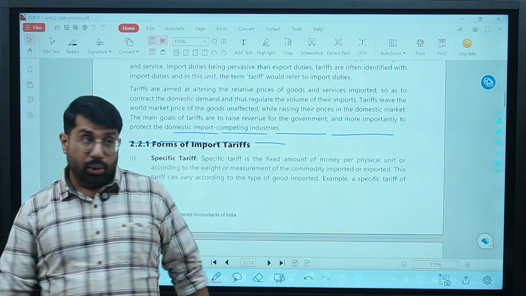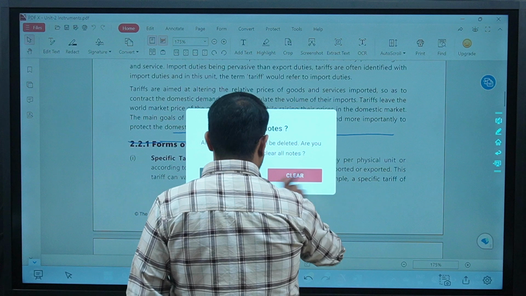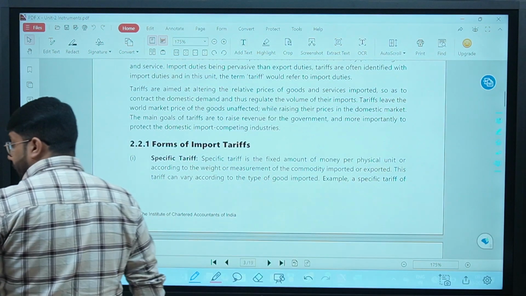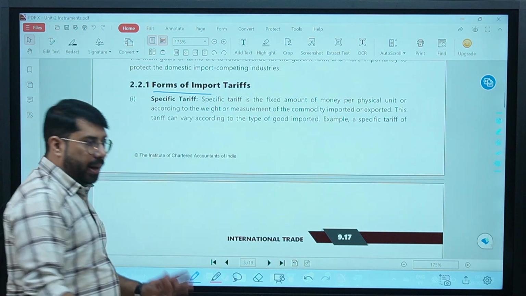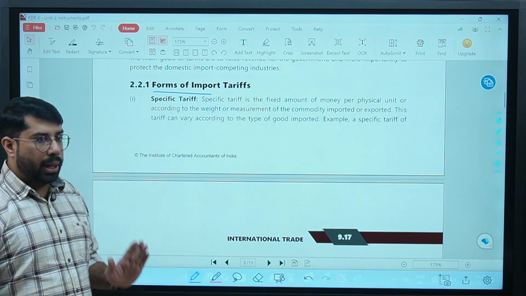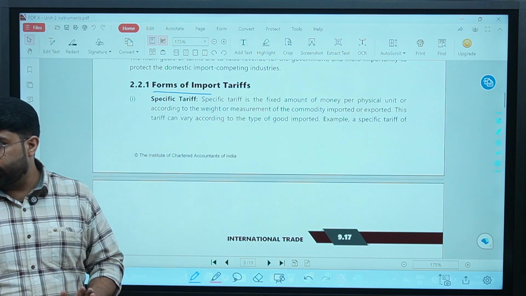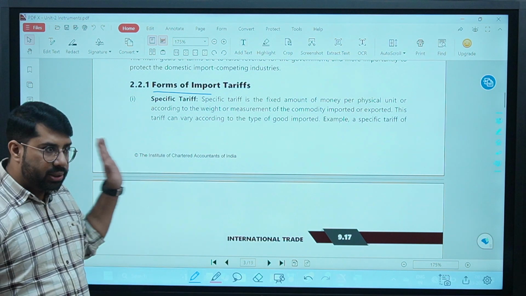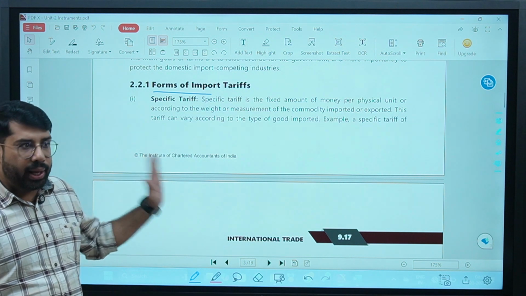Great. Now let us understand and let us start with the forms of tariffs. People pay attention. If you want to make running notes, you may do so, no problem at all. But I want you to understand the things first and then you can make your running notes. If you don't understand here with me, you are going to lose the concept. So please pay attention here.